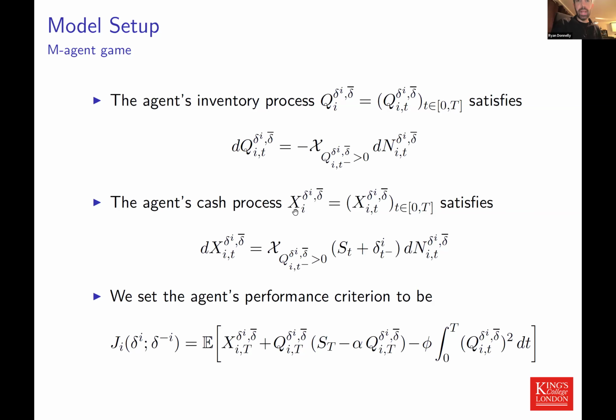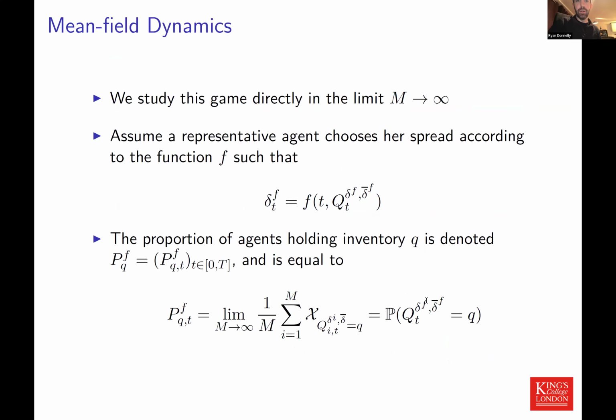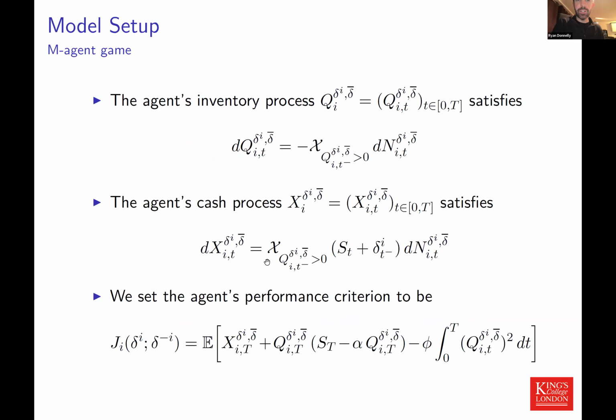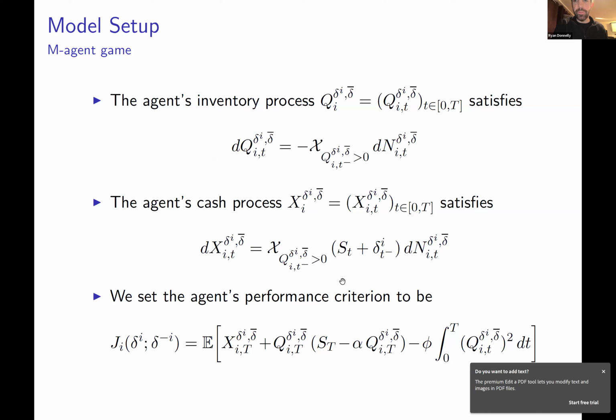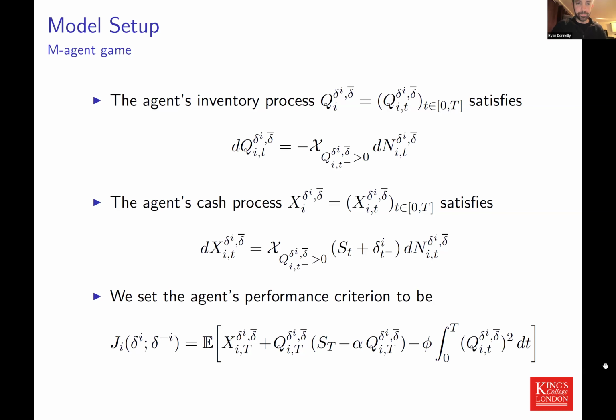Cash process for any agent is going to be denoted by capital X. Similar to the inventory, it changes when a sale occurs. So when this dN sort of fires off, we'll get a change in cash. And the amount that the cash changes by is going to be S plus delta. So this is the price that they are quoting at any point in time. And once again, this only changes if they are holding non-zero inventory.